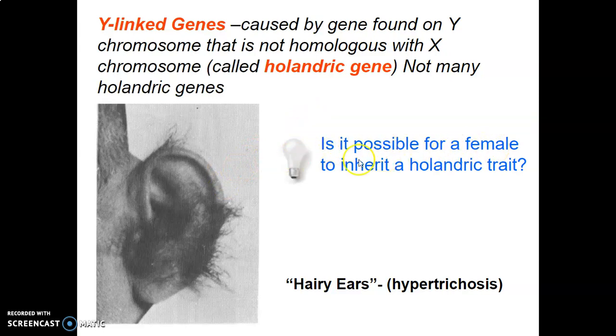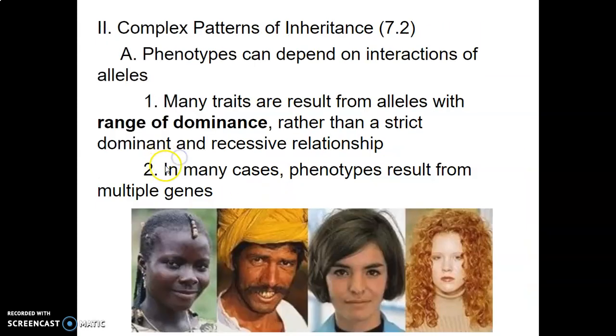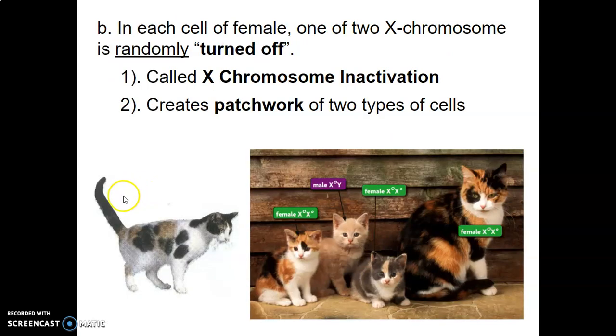Here's an interesting question. Is it possible for a female to inherit a holandric trait? No, of course not, because a female is XX. So these holandric traits, which are Y-linked, the female doesn't have any Y, so it's got to be on the dad. Okay, just looking ahead, sorry. Into the next slide, we're going to finish up right here.